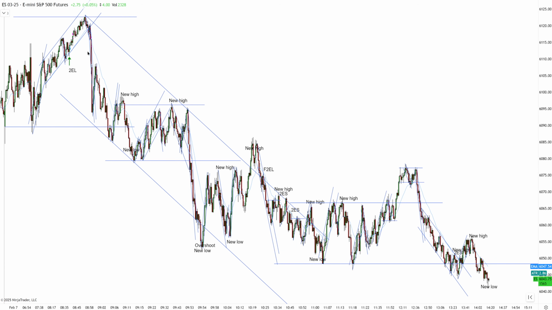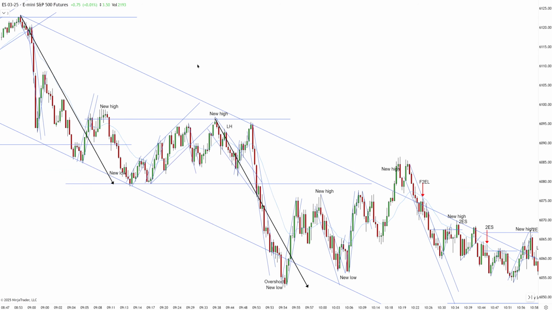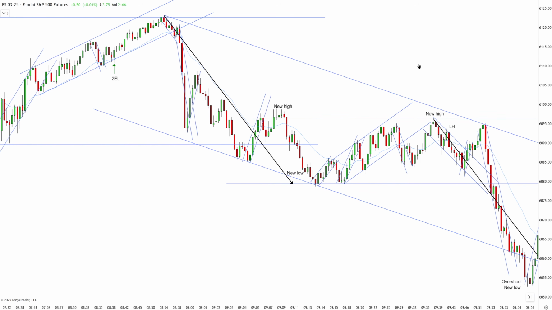Alright, traders, I'm gonna wrap it up with a second entry long. This is the overall structure for today. We're gonna go through the chart so we can analyze it better.